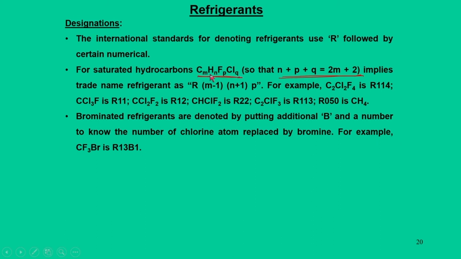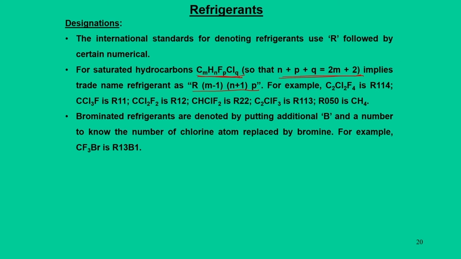So, if this is your refrigerant and I want to assign it a trade name, I can use either R or F. For this particular refrigerant chemical formula, the trade name becomes R (m-1)(n+1)(p).